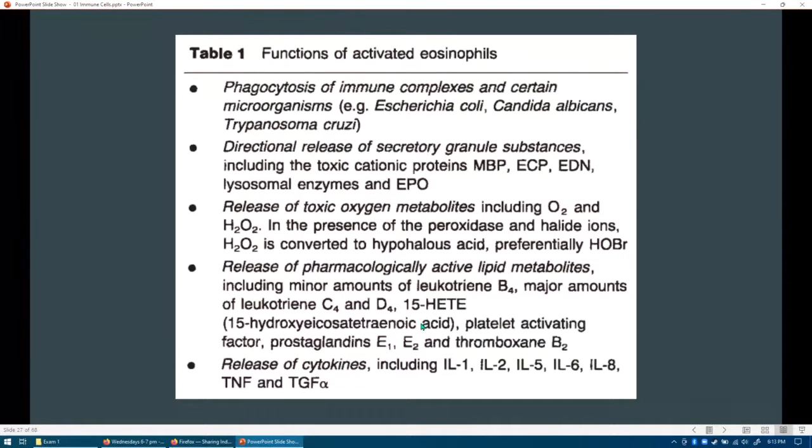And here is a couple of the things that eosinophils contain in their, well, this is just how eosinophils can kill, essentially. They can do phagocytosis to some degree. They're not very good at it, but they can. They also can release some of the stored toxic things in their granules, like major basic protein, etc.